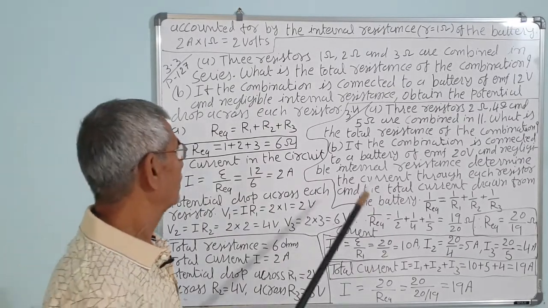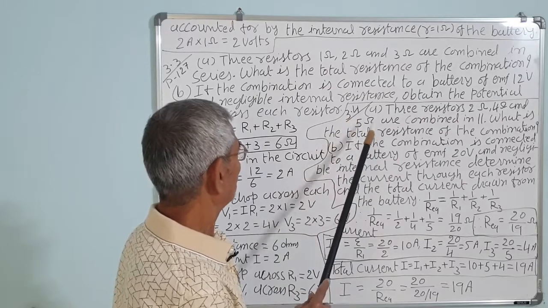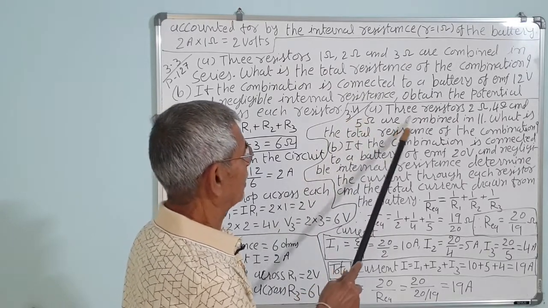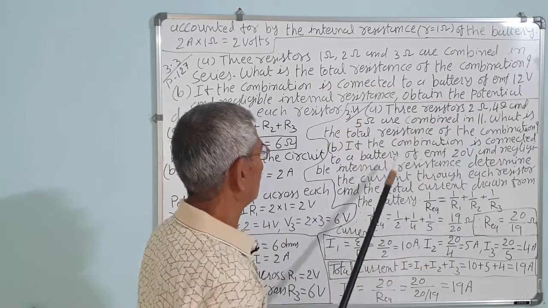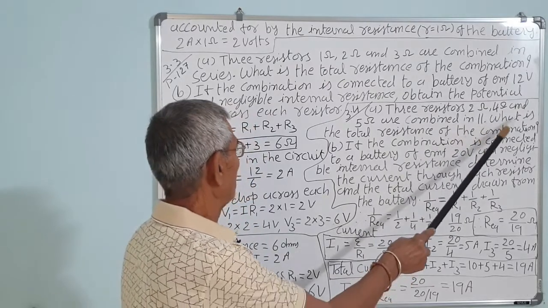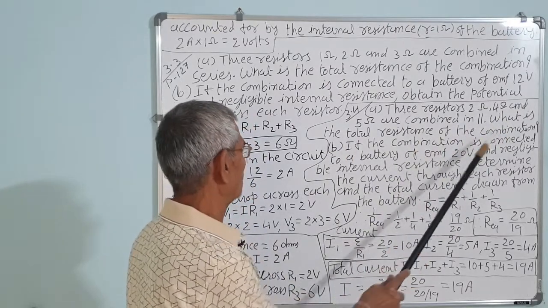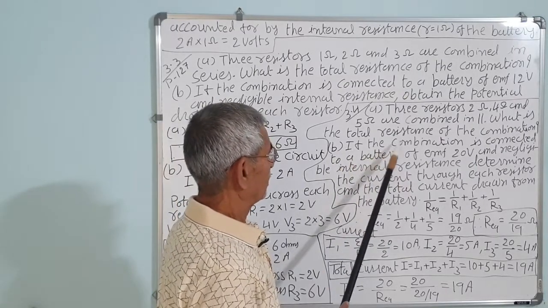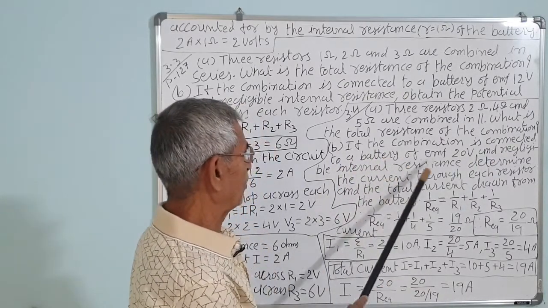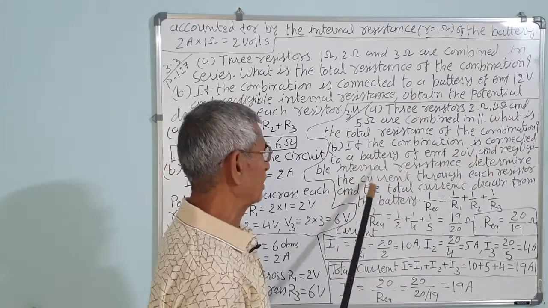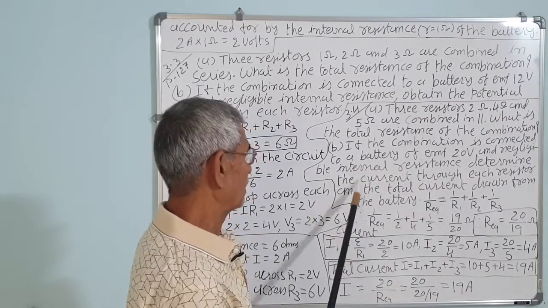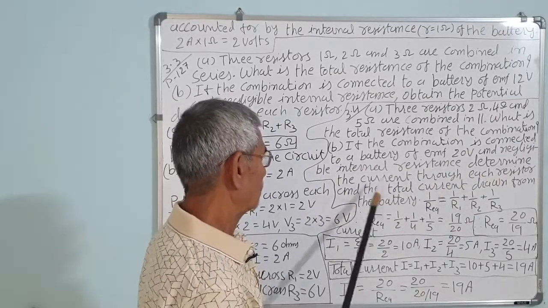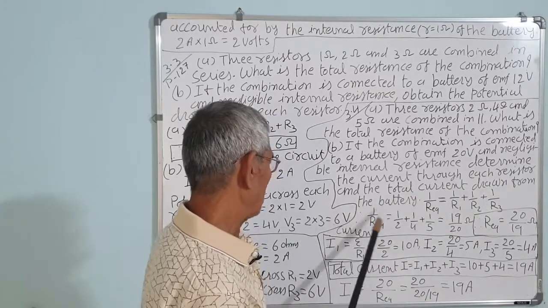Next question, 3.4 on the same page. Three resistors of 2 ohms, 4 ohms and 5 ohms are combined in parallel. What is the total resistance of the combination? Next question, if the combination is connected to a battery of EMF 20 volt and negligible internal resistance, determine the current through each resistor and the total current drawn from the battery.